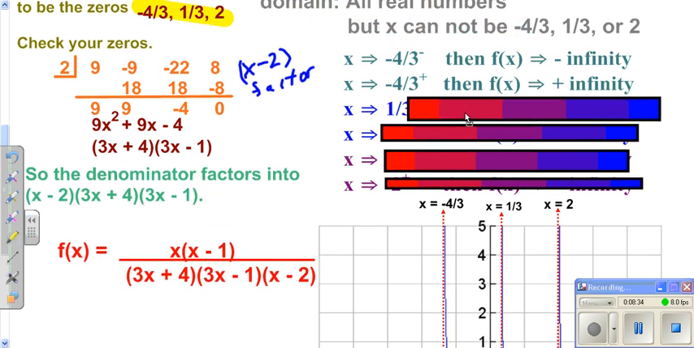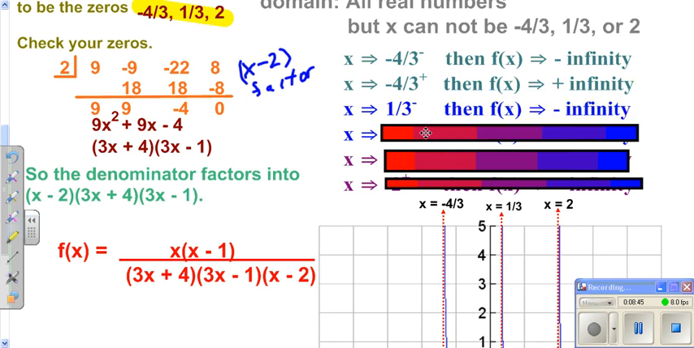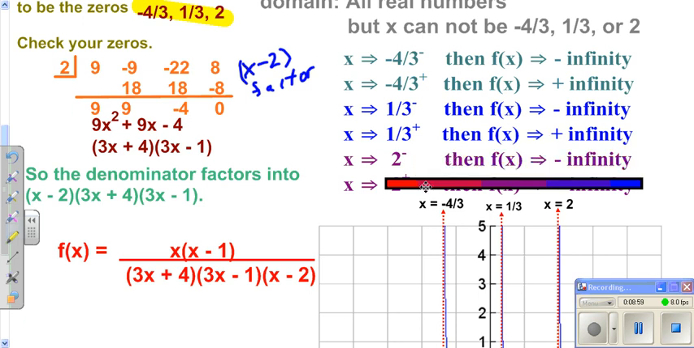So then you want to try a number just to the left of 1/3, say 0.3. See what you get when you try 0.3 in each one of these, whether positive or negative. Try, say, 0.4 to see if it's positive or negative, because that means from the right. Then you want to try something just to the left of 2, like 1.9, to see if you get positive or negative. Try a number just to the right of 2, say 2.1, to see if it's positive or negative. So if it's positive, it's positive infinity.